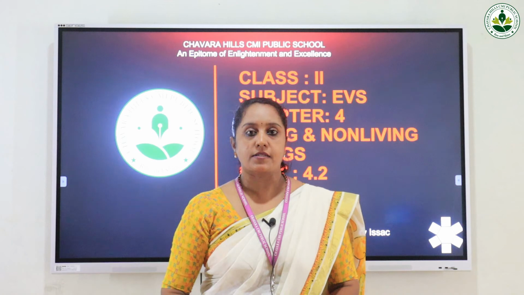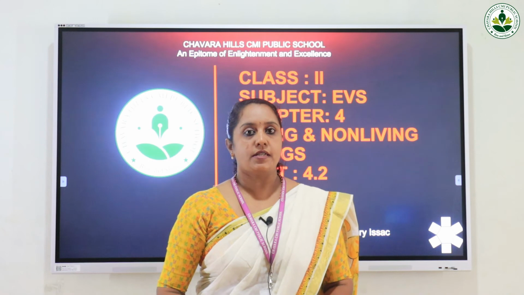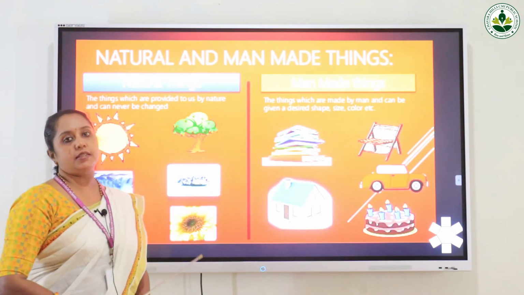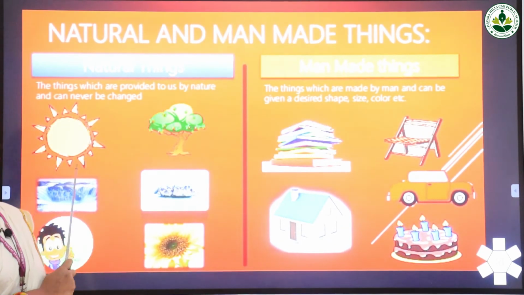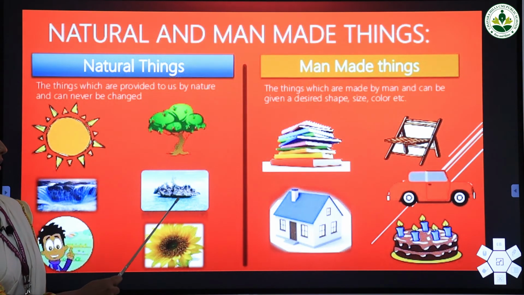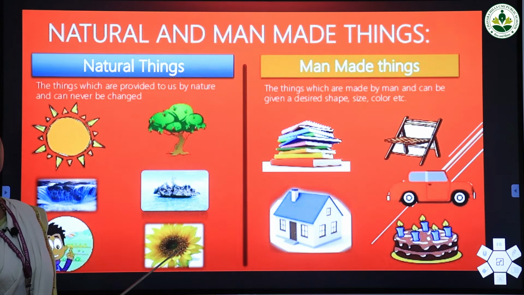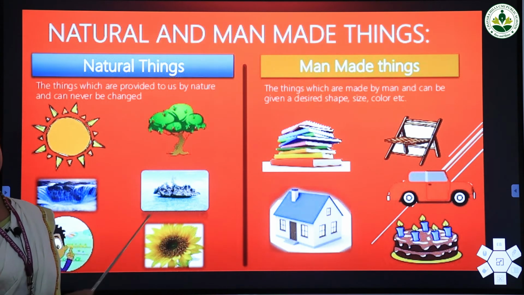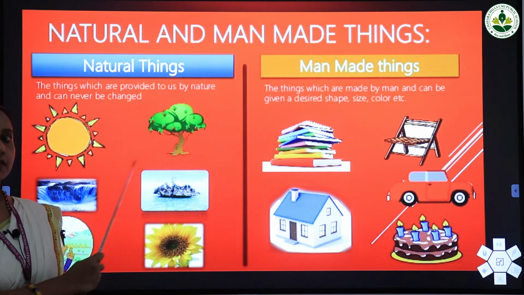Today we are going to discuss the next topic in this lesson, that is natural things and man-made things. So let us see the slide. What you can see here, children, just have a look on the slide. See, in this picture you can see the sun, a tree, waterfalls, the ocean, a ship, a mountain, a boy standing in a landscape, and a sunflower. So all these things you have seen, isn't it? Either in the picture or when you are traveling to some places.